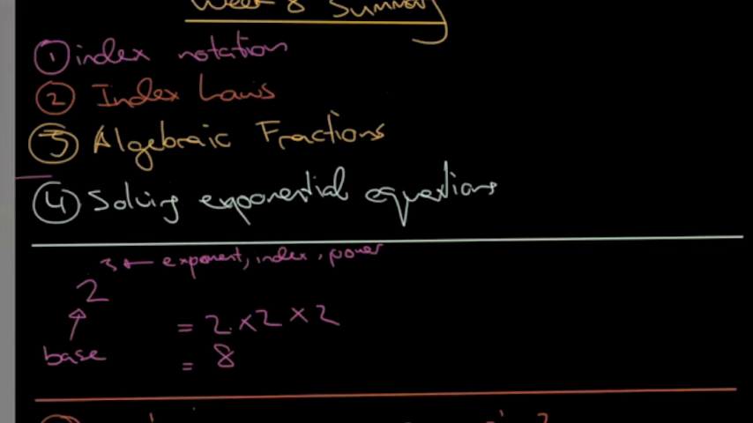Now 3, algebraic fractions. So algebraic fractions essentially combines a process, or it's a combined process of thinking about fractions and also thinking about indices.